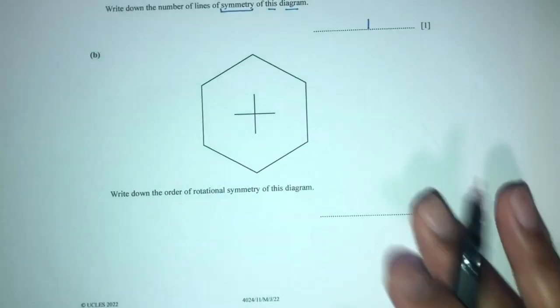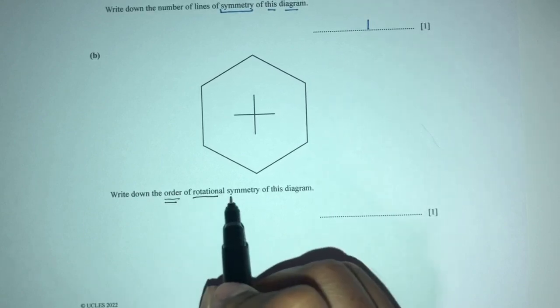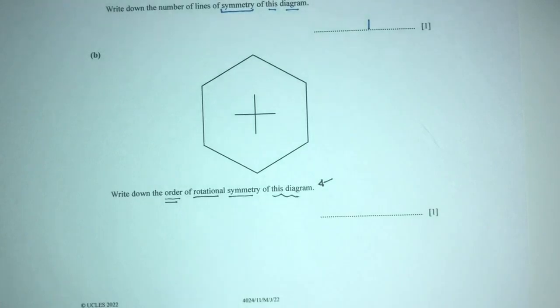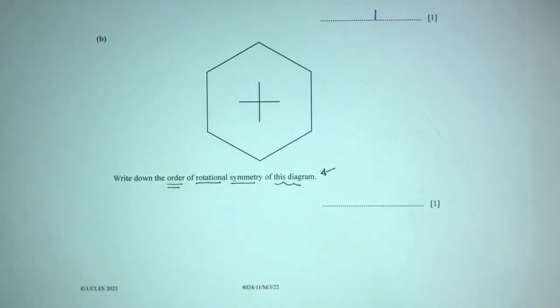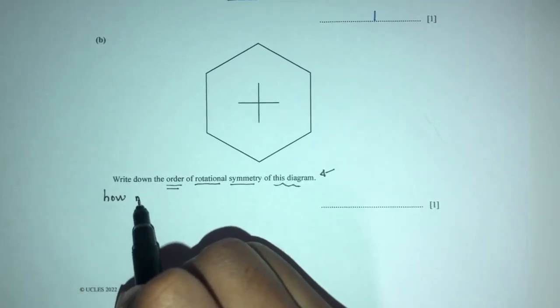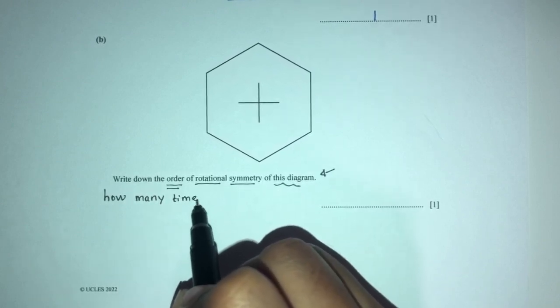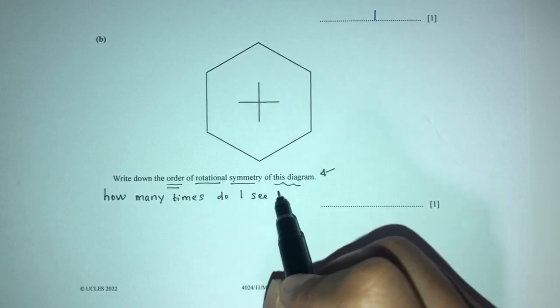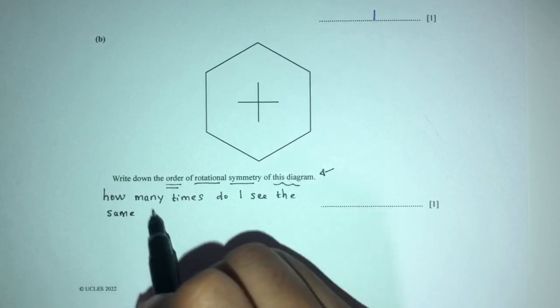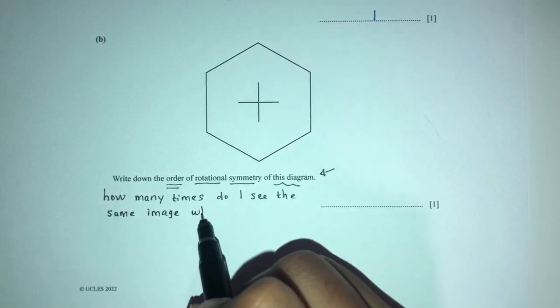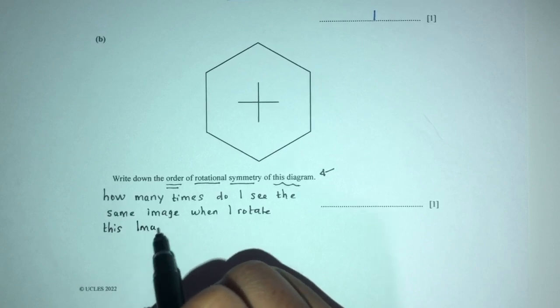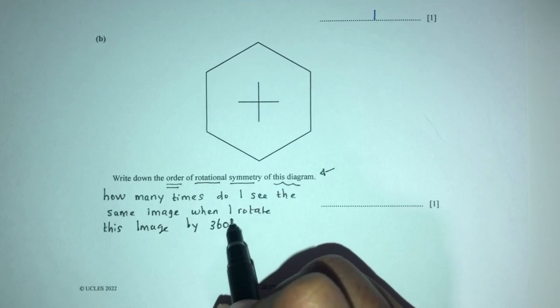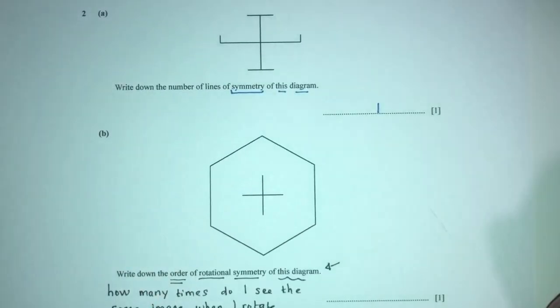Now for part B, we have to write down the order of rotational symmetry of this diagram. Now the main question we have to ask ourselves here is how many times? I guess sometimes it can be confusing, you may forget how to really find this answer. So what you can think of is this question: how many times do I see the same image when I rotate this image by 360? So that's the main idea behind this. How many times do you see the same image when you rotate this by 360?